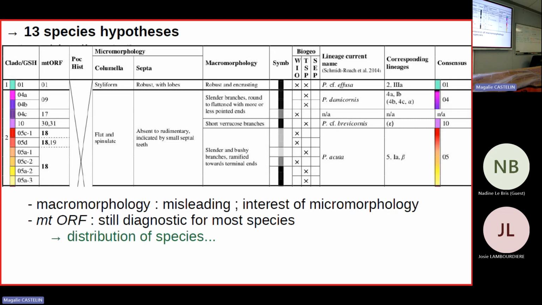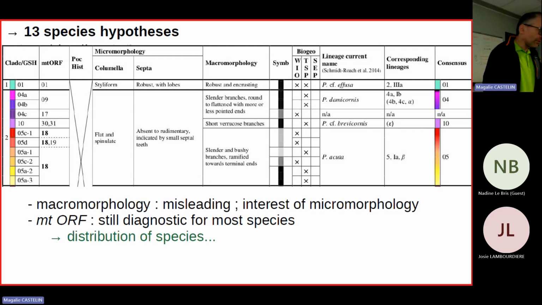If we go back to mitochondrial DNA, now he has a lot of markers, a big set of almost genomic sequences, but the mitochondrial ORF, finally, is still diagnostic for most species. So it can be used as the first step if you want to analyze your data, to have a first idea about what kind of Pocillopora you have in your samples.